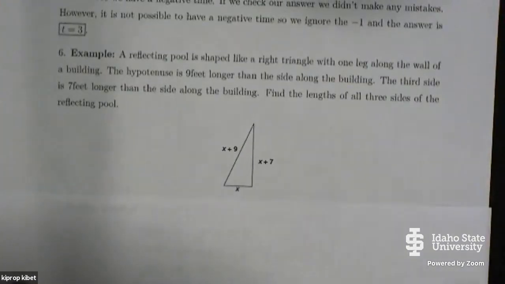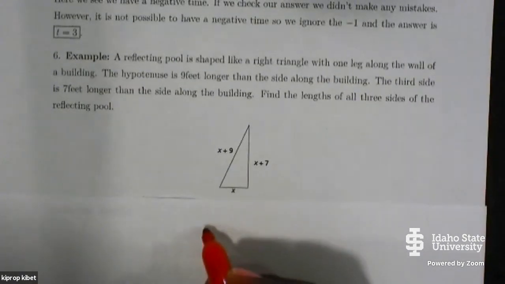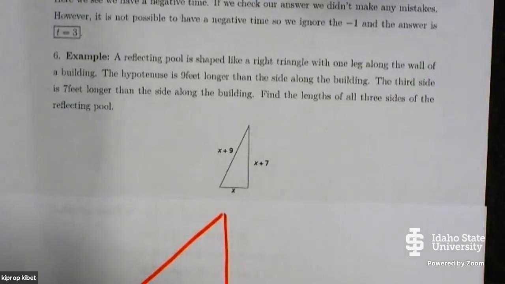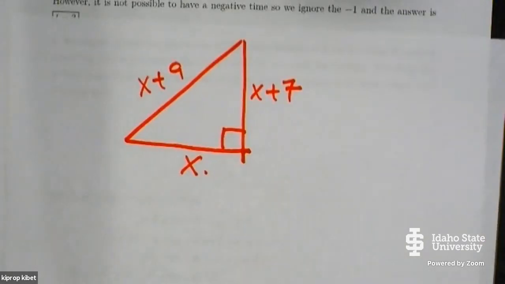So let me do it again. So we have something like this. This is a right angle triangle. So we have the x plus 9 there, x plus 7 over there, and then we have the x there. So find the value of x. Which method can we use? This is a right angle triangle, so what are we going to use? We use the Pythagoras theorem.